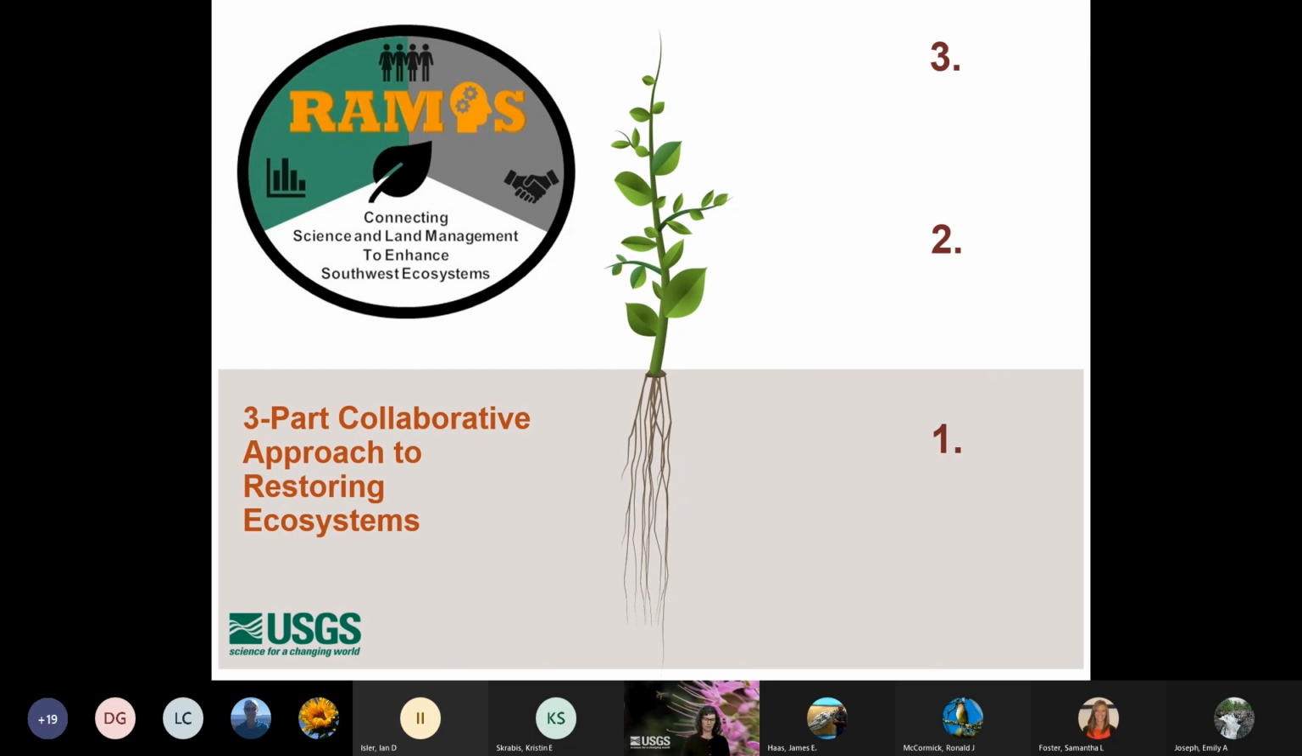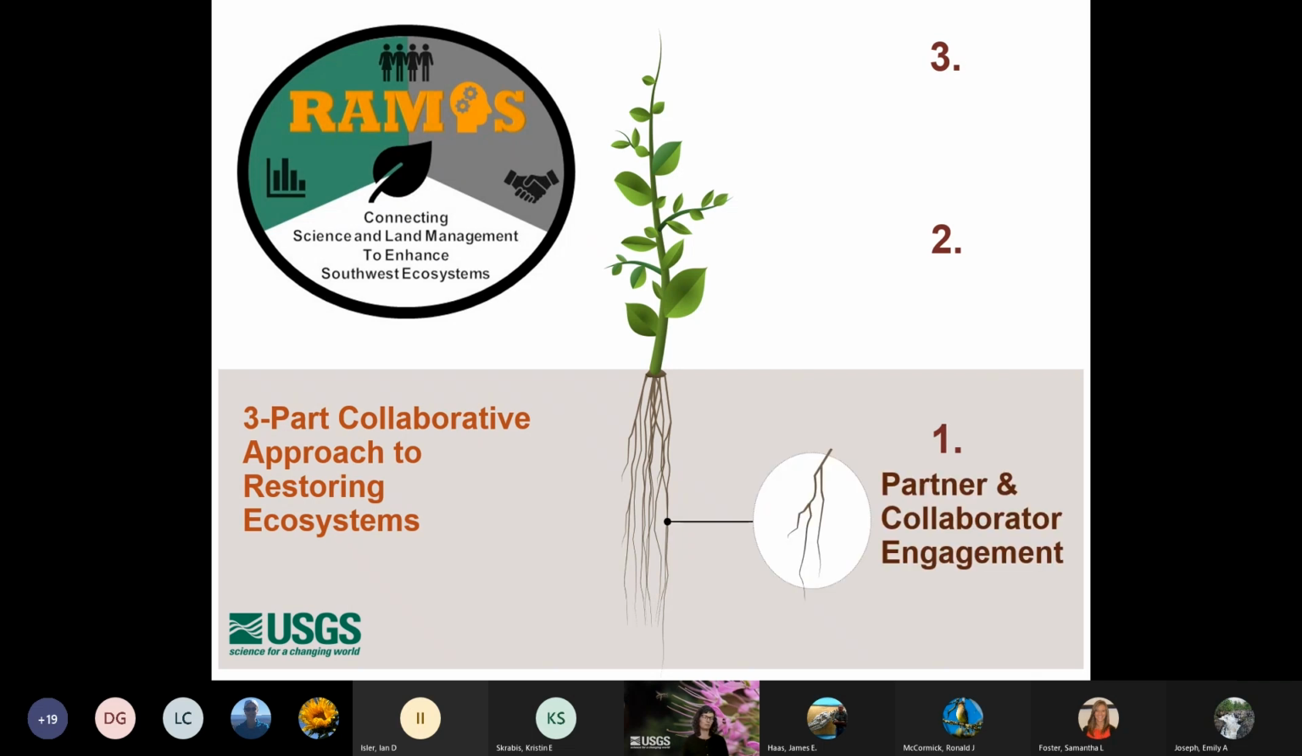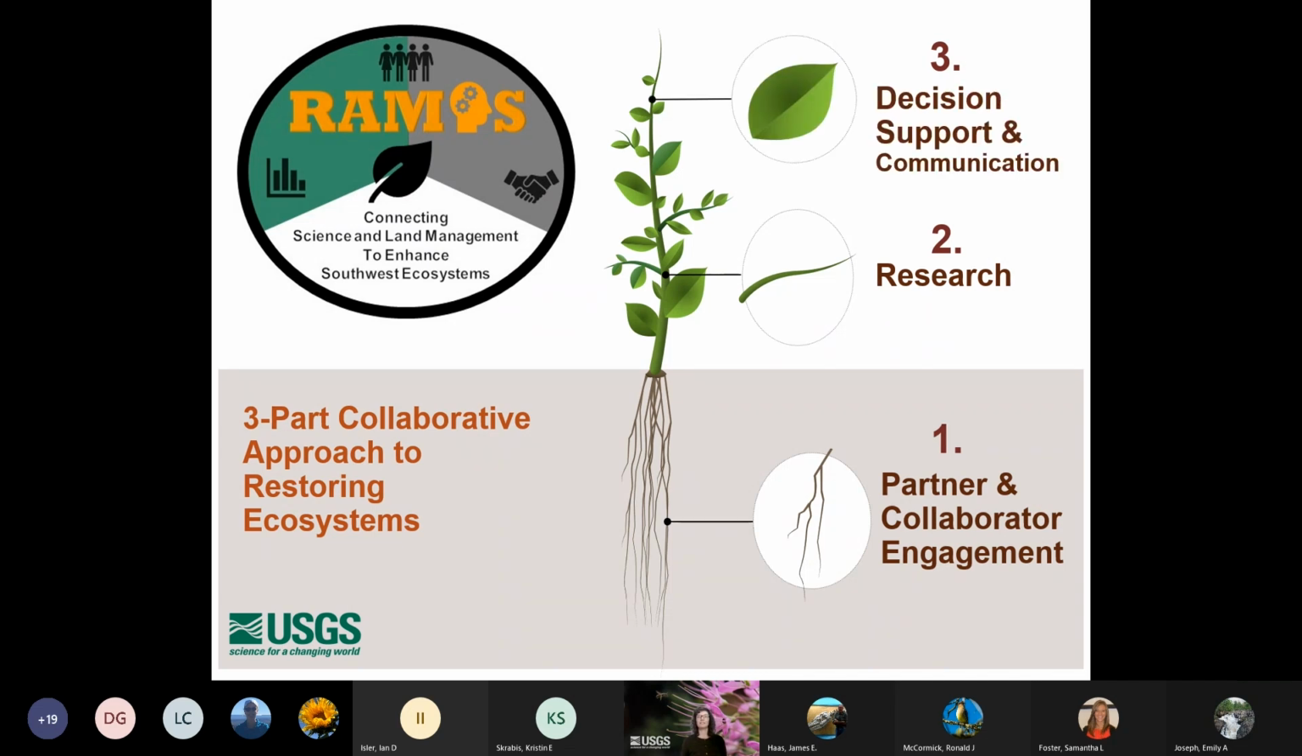A plant with a root system is displayed. We start with the root, which is really the partner and collaborator engagement. This is what drives all of our work. We don't start a project until we meet the partners and get their feedback. And then the backbone, or the stem, of our work is the research in most cases. Sometimes it's workshops and educational opportunities. And then finally, that fruiting body or the leaf is the decision support and communication. And that's the outcome or product.